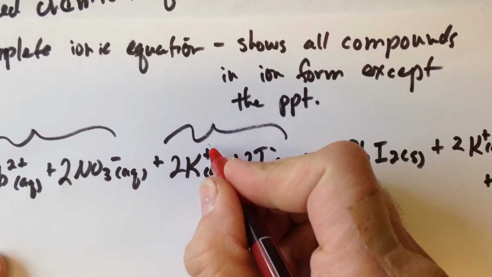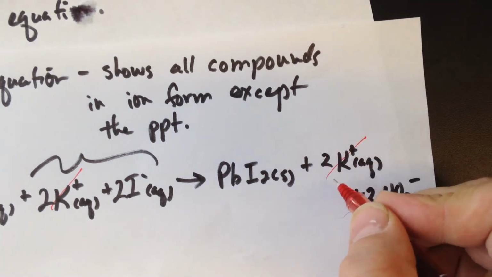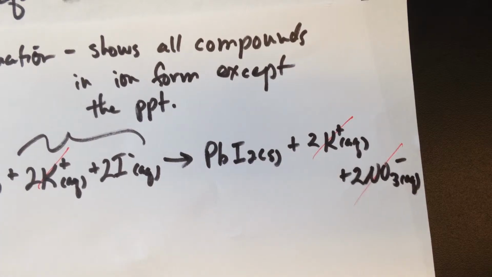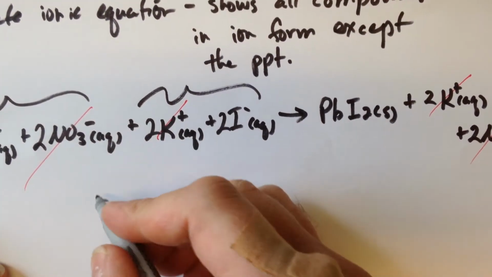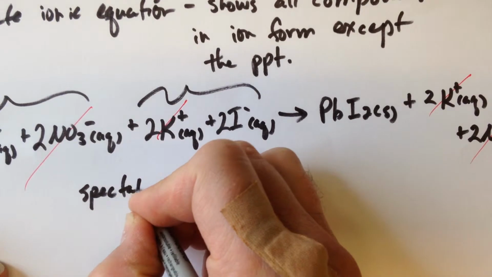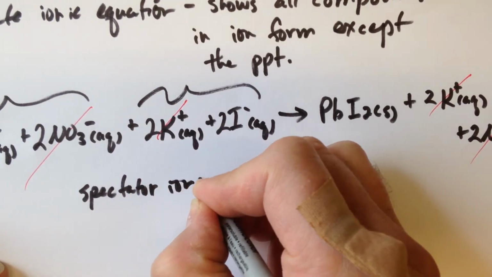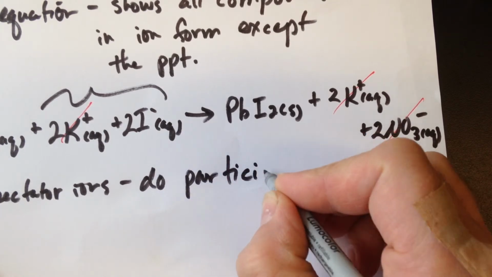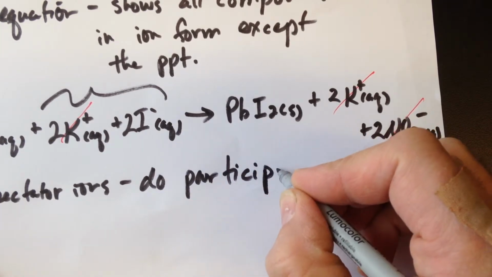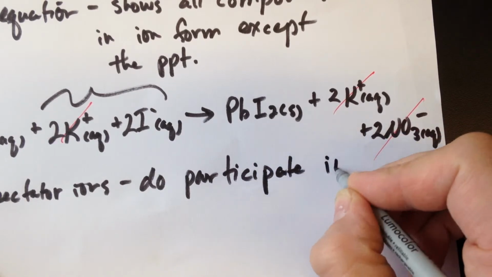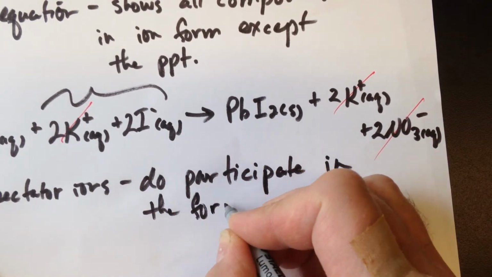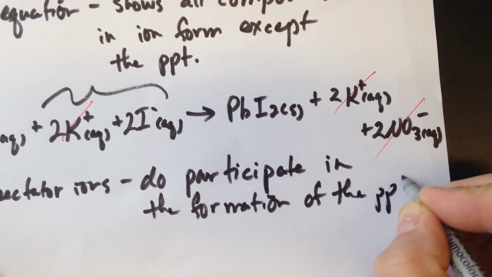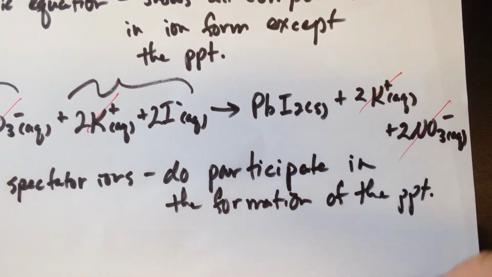The two K pluses remain unchanged. The two NO3s remain unchanged. So they are referred to as spectator ions. Spectator ions do not participate in the formation of the precipitate. So they're just kind of sitting around.